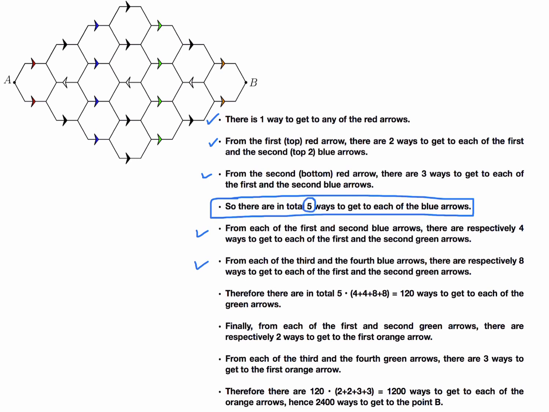So in total, there's 5, which is up here, plus 4, plus 4, plus 8, plus 8, which is a total of 120 ways to get to each of the green arrows. So they're counting the 4 up here twice, right? Because you have to get to the first and second, and then the 8 here to get to the first and second green arrows. Okay, so so far we're only just doing these 2. So I guess at the end we're going to double it.